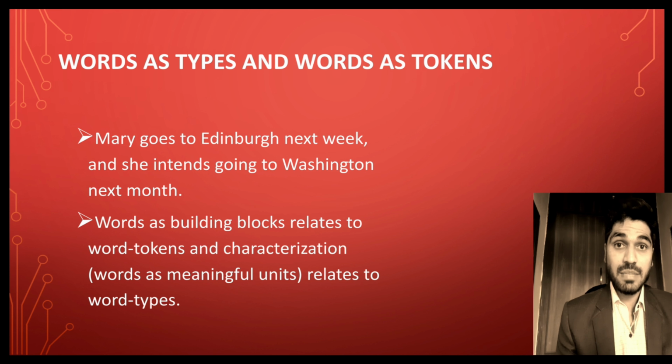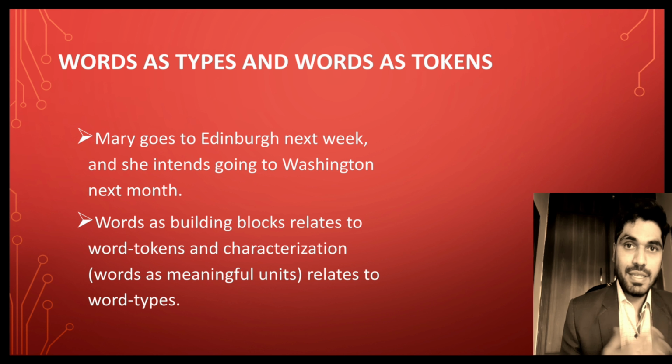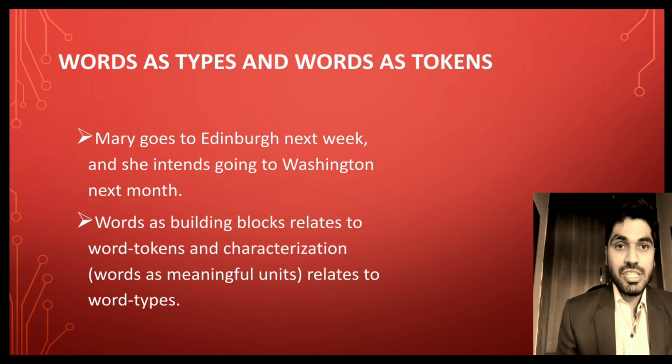In this way, talking about "next", there are two tokens and one type. This is a difference between word token and word type. Okay, the next point, words as building blocks relates to word token, definitely, as I said. And characterization, that is called meaning. Words as meaningful units relate to word types, we now know that.